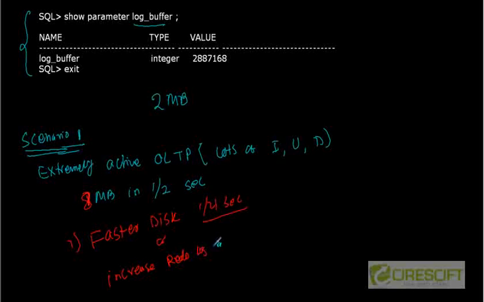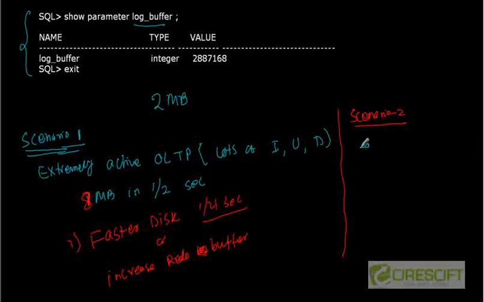So now the number 2 is to increase the redo buffer. Increase the size of the redo buffer. Let's say we increase the redo buffer to 9 MB. So this is my scenario 2. In scenario 2, what I'm saying is I'm going to increase my redo log buffer to 9 MB.